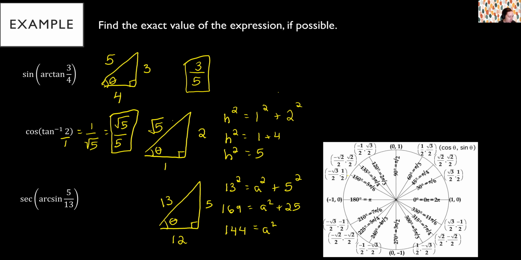So now I filled in my triangle, and now we're asked to find the secant of this angle. Secant is 1 over cosine. Cosine is adjacent over hypotenuse, so secant is going to be hypotenuse over adjacent. The hypotenuse is 13 and adjacent is 12. So we end up with our answer here to be 13/12.